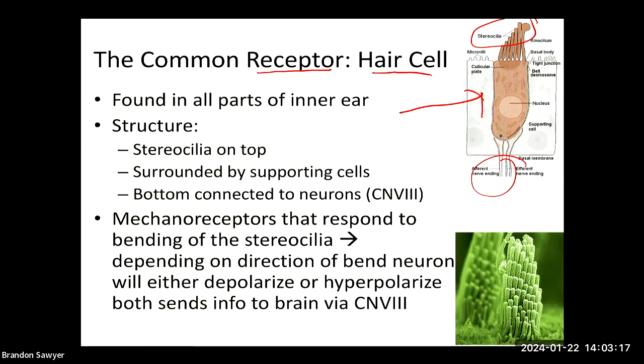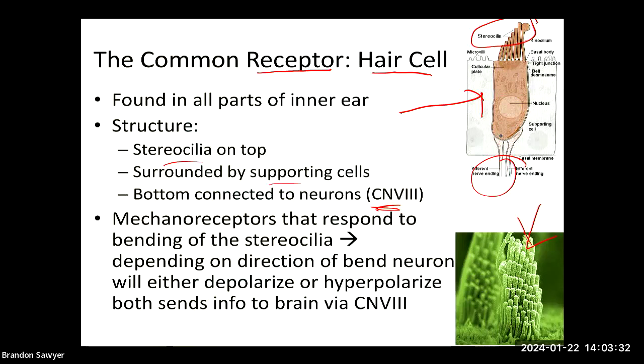They're all going to work in slightly different ways to get stimulated, but we're going to talk about each of those a little bit now and then more so on Wednesday how they work. Okay, this is a microscopic image of what those look like. We've got those stereocilia on top, supporting cells, and then they're all connected to cranial nerve 8.